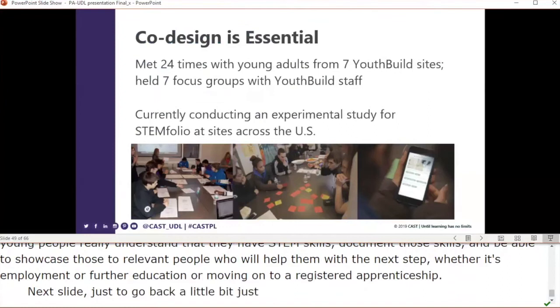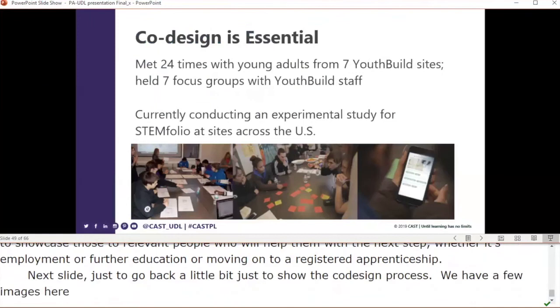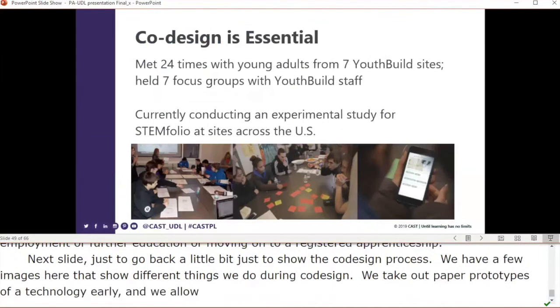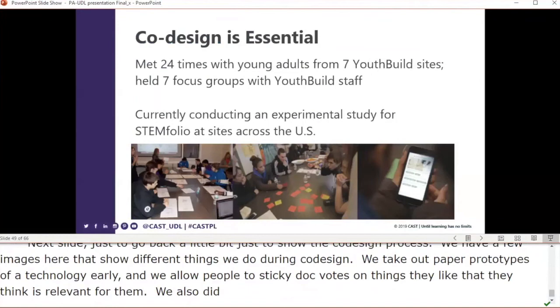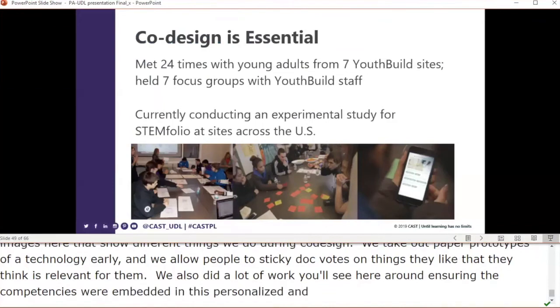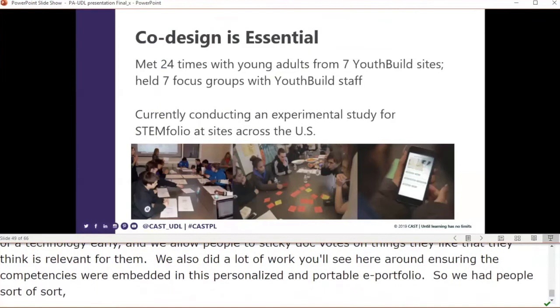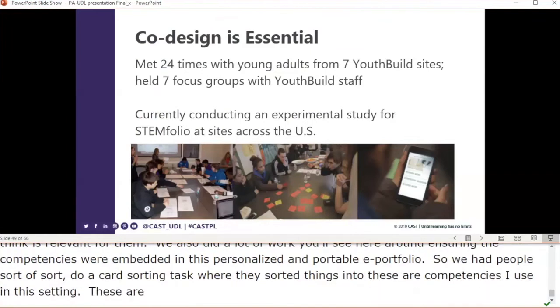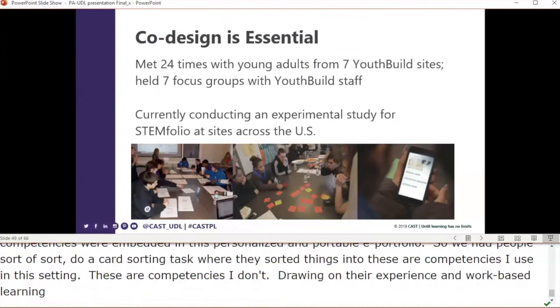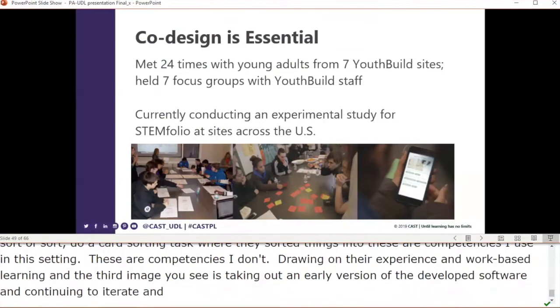So we have a few images here that show different things we do during co-design. We often take out paper prototypes of a technology early, and we allow people to sticky vote on features or functionality that they like, that they think is relevant for them. We also did a lot of work, as you'll see here, around ensuring that STEM competencies were embedded in this personalized and portable e-portfolio. So we had people do a card sorting task where they sorted things into competencies I use in this setting and competencies I don't, drawing on their experience, especially in work-based learning at YouthBuild. And then finally, in the third image, what you see is us taking out an early version of the developed software and continuing to iterate and refine it with user testing.